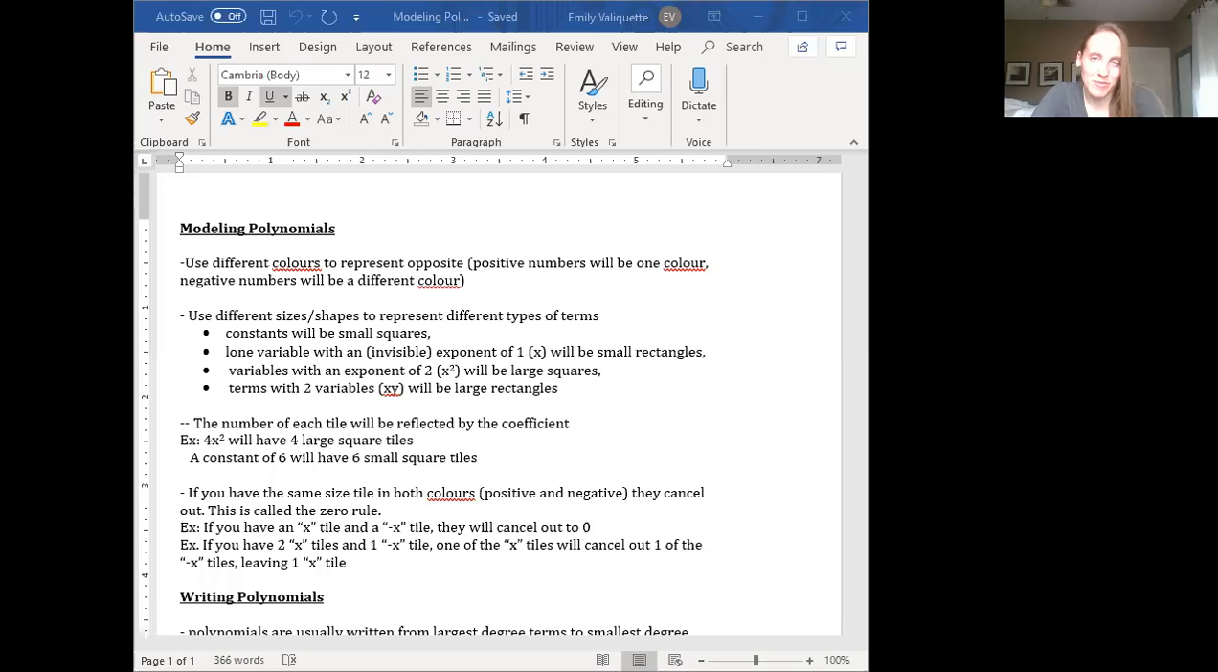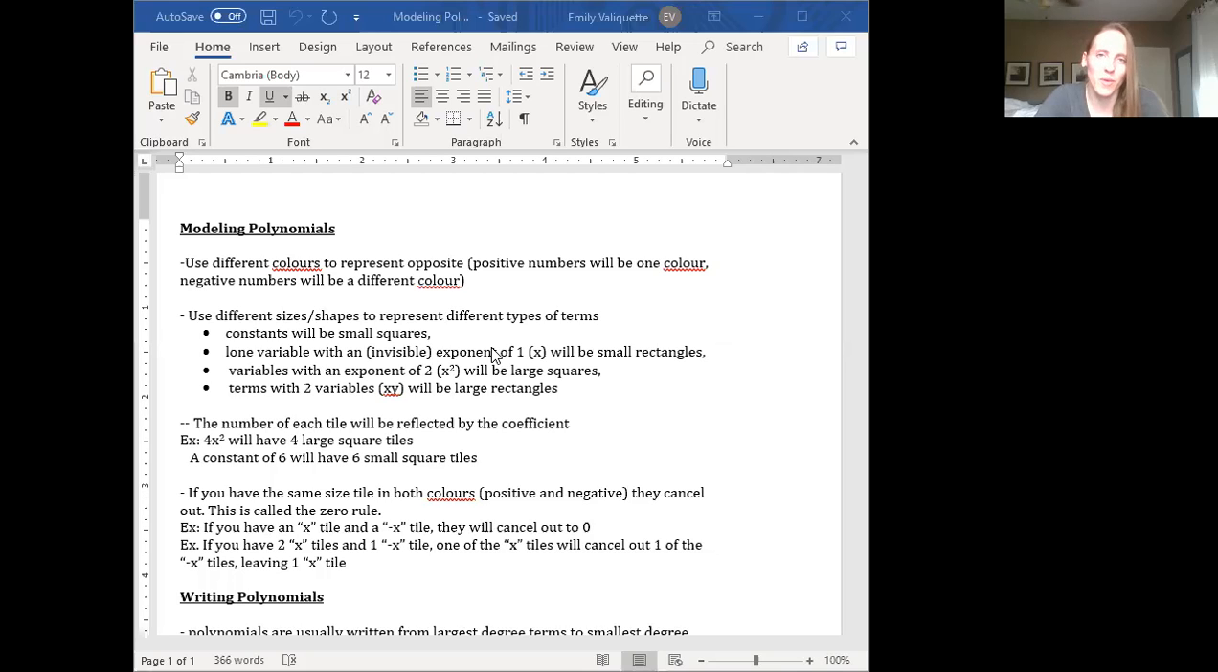Another thing that you're going to have to be able to do with polynomials is to model them, or essentially draw something to represent that polynomial. We do this by using different colors to represent positive and negative. So positive numbers will be one color, negative will be another color. There will be a legend that tells you the difference between those on a test or quiz. And then you just use different sizes and shapes to represent different terms.